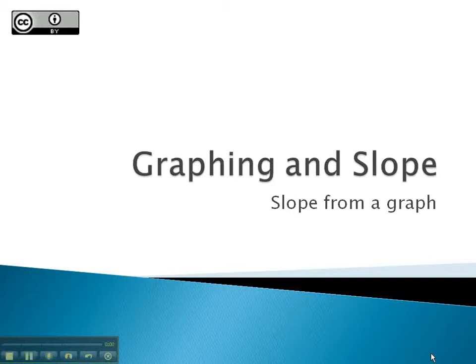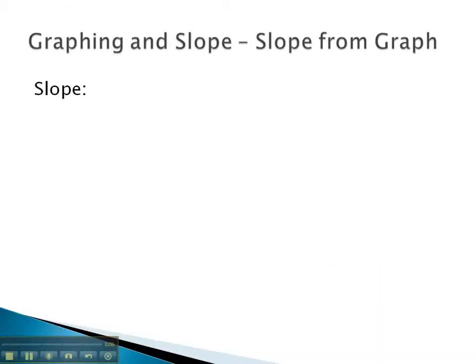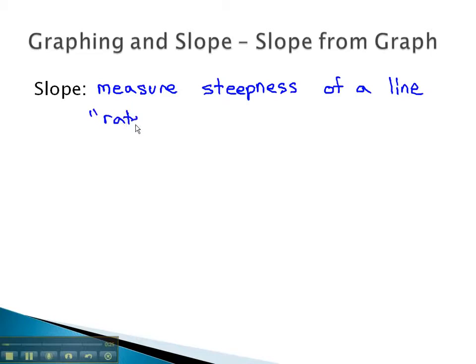In this video, we will begin looking at the slope of a line and how we can find that slope from its graph. We use slope to measure the steepness of a line. It is often called the rate of change, or how fast this line or relationship is changing.